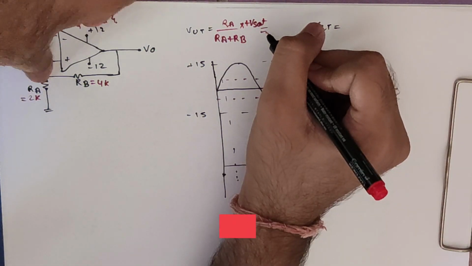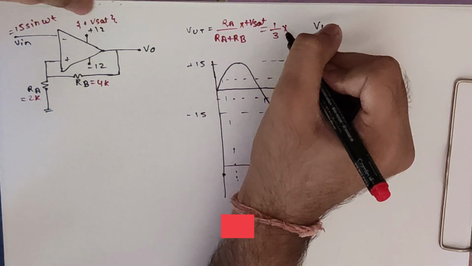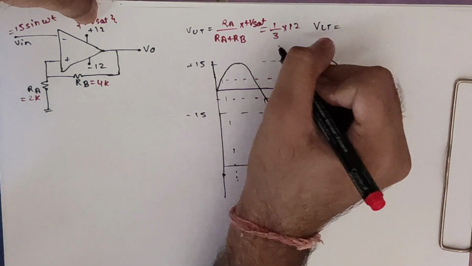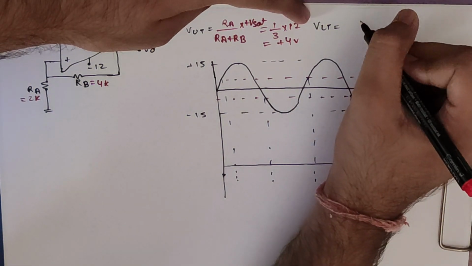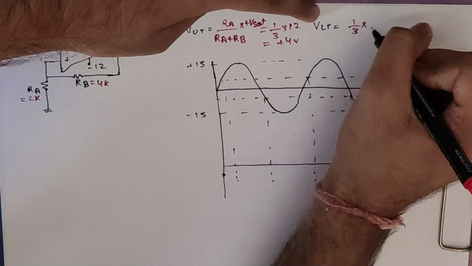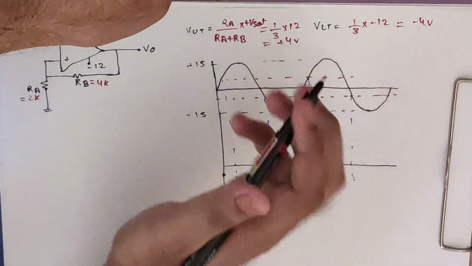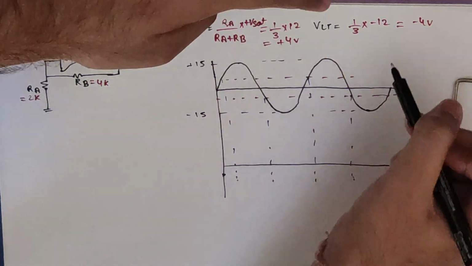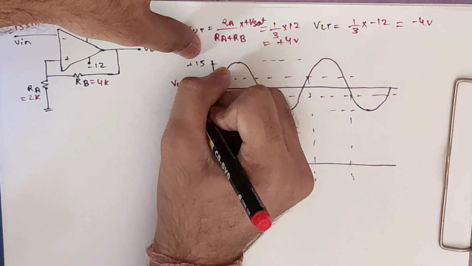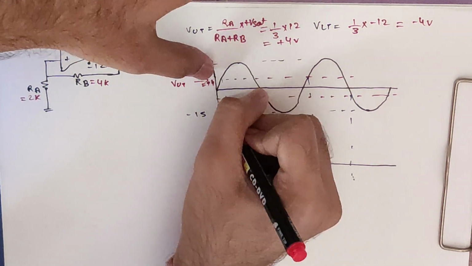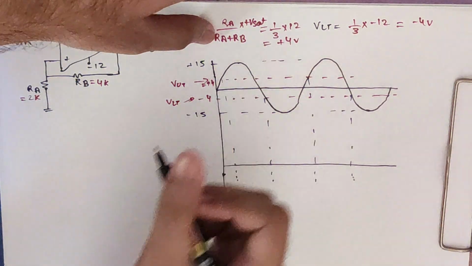So we will get 2 upon 2 plus 4, basically 2 upon 6 is 1 upon 3, into plus Vsat which is plus 12. So we will get 12 by 3, which is plus 4 volt, and for the lower threshold voltage we will get 1 by 3 into minus 12, so basically minus 4 volts. So in short, we get the upper threshold voltage as plus 4 volt and VLT as minus 4 volts. This is our upper threshold voltage, plus 4, and this is our lower threshold voltage, minus 4 volt.